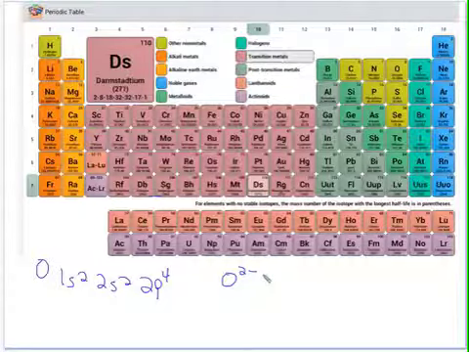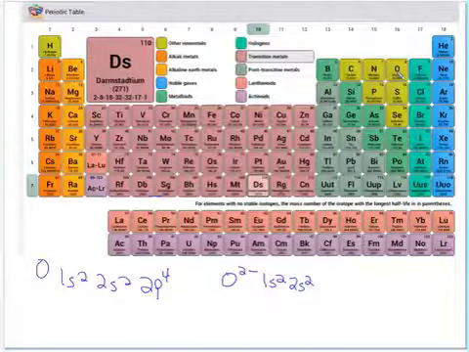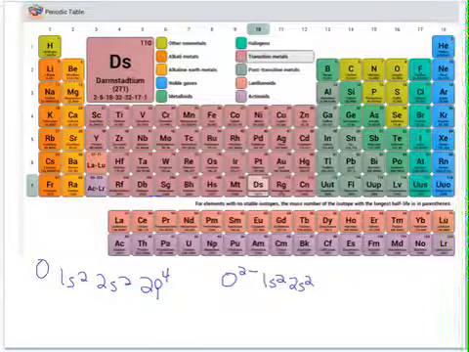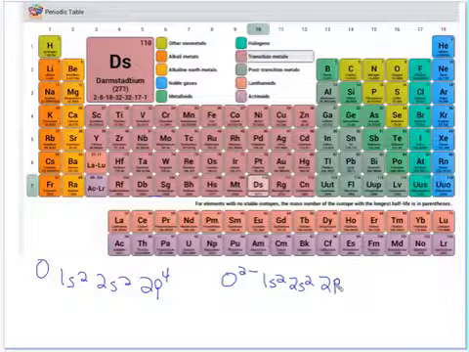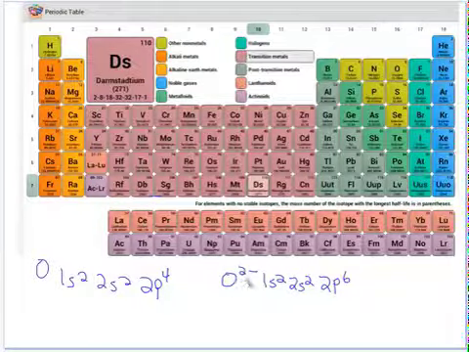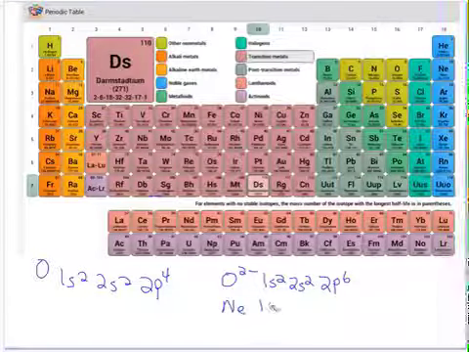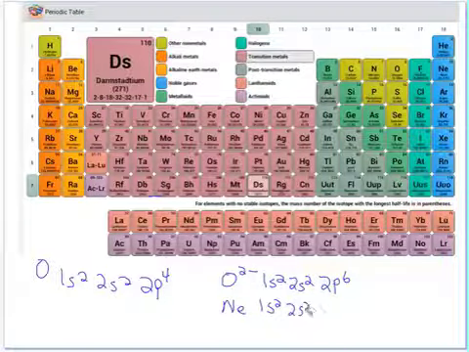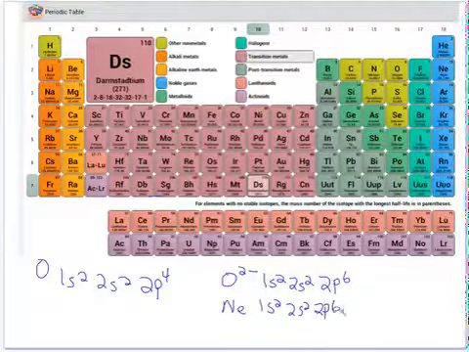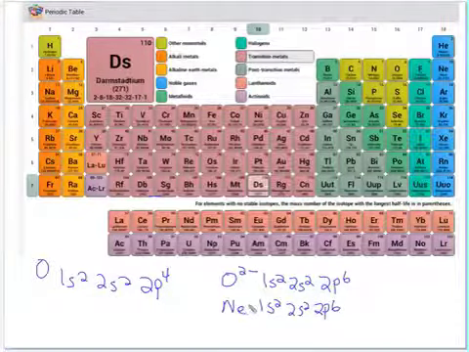To write the electron configuration, you would write it just like oxygen, 1s2, 2s2, but at the end we have to add 2 more electrons, so instead of being 2p4, it's going to be 2p6. Now we can say that oxygen 2-, the oxygen ion, which is called oxide, and neon are isoelectronic, which is a big word that means they have the same electron configuration. So oxygen 2- has the same electron configuration as neon.